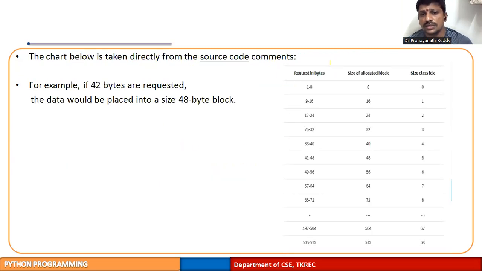So here, if you see this, if you are requesting in the bytes 1 to 8, the size allocated is 8 blocks. 9 to 16, 16 blocks. So the size class will be given. Like if we keep on giving the next one, the sequence will be given. For example, if 42 bytes are requested, right? So 42 will come here. The data would be placed into the size of 48 blocks. Means the size class is 5.